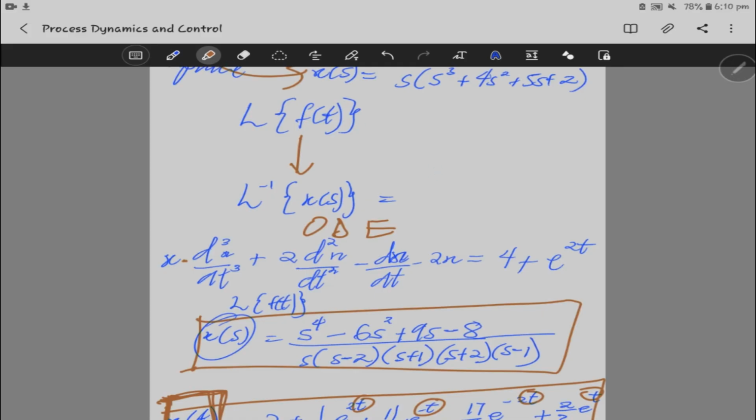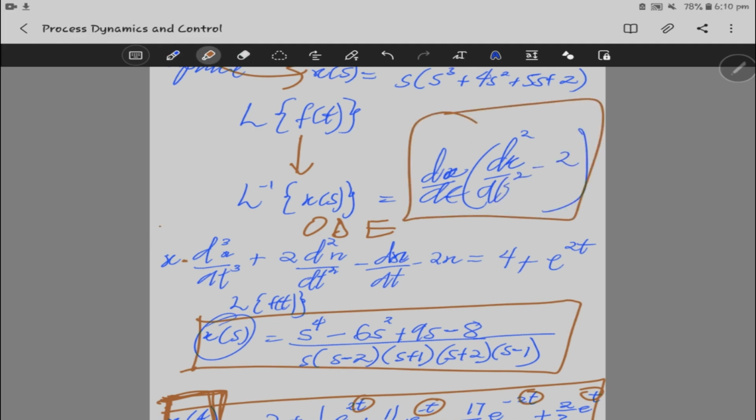even if you have, let's say, x(t), and in brackets, let's say we have x(t) squared minus 2. Whenever you see any of these terms in the ordinary differential equation, then it's non-linear, and as such we cannot do the Laplace transform on it directly, right?